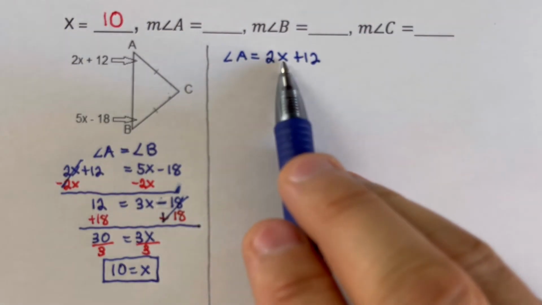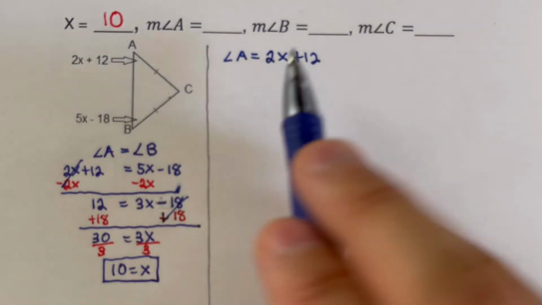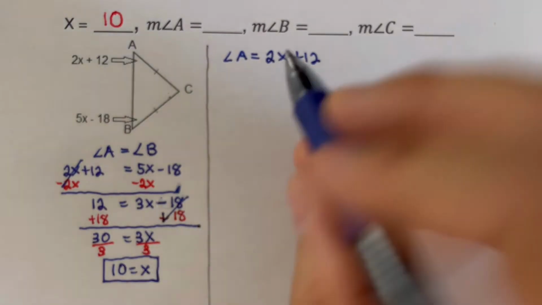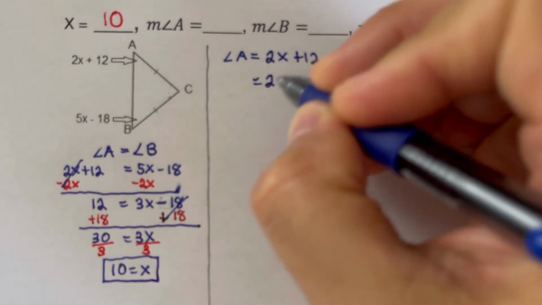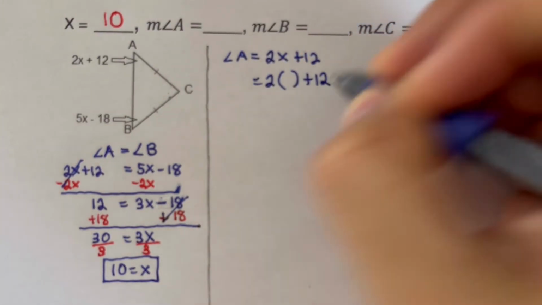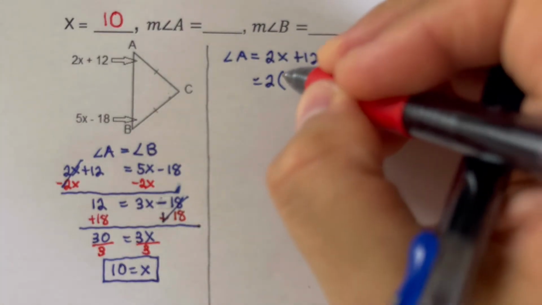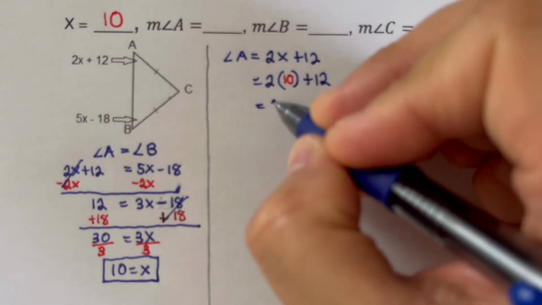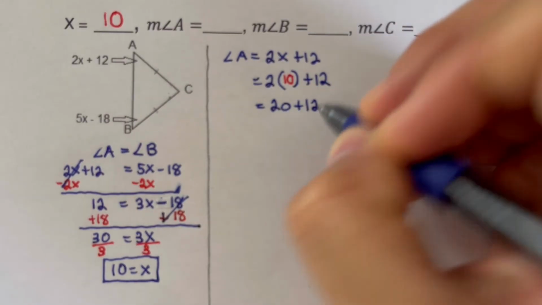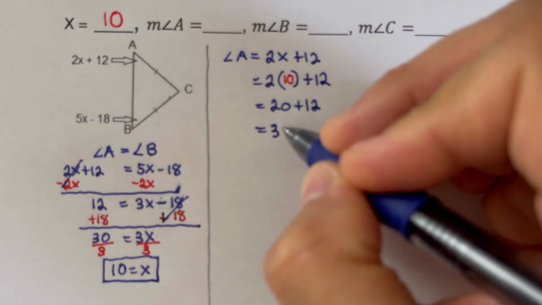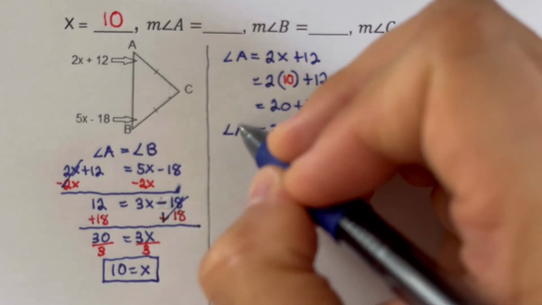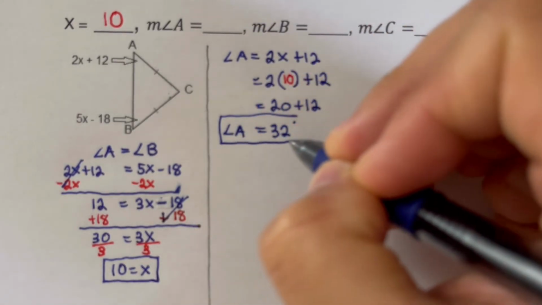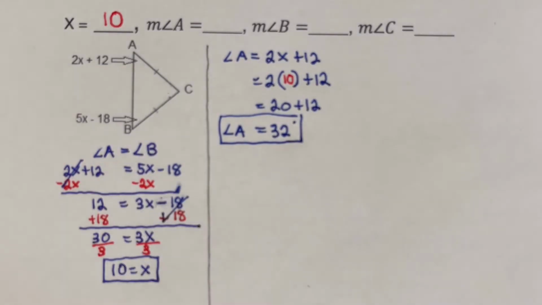Since we already know x, I plug the 10 into the x right there. So this would come out as 2 times parentheses plus 12. And again, our x was 10, so I plug it in there. 2 times 10 is 20, plus 12 is 32. So this angle that we have here, angle A, is 32 degrees. So this corner right here is 32.